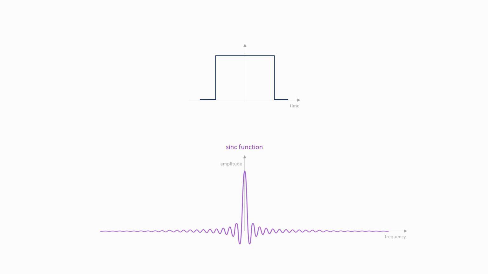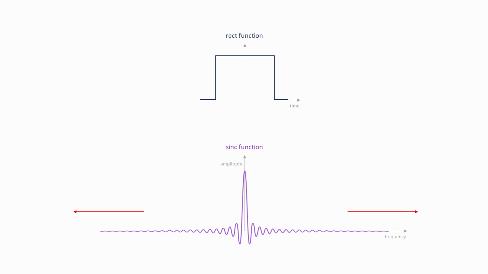This particular shape is known as the Sinc function. It's the result of performing a Fourier transform of a square pulse. In fact, because an infinite number of frequencies are needed to make a perfectly square pulse, a Sinc function must extend infinitely in both directions.